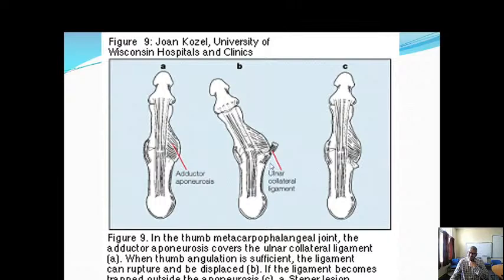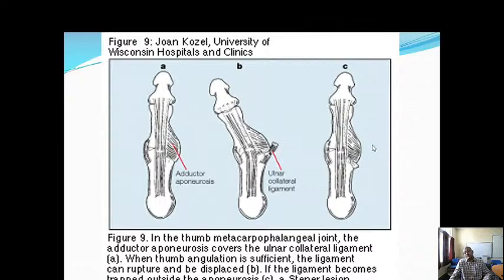If the ligament is trapped outside, it is called Stener lesion. A trapped ligament, you can see here that the ligament is trapped here. A trapped ligament that is not surgically repaired will give rise to chronic instability of this metacarpophalangeal joint.